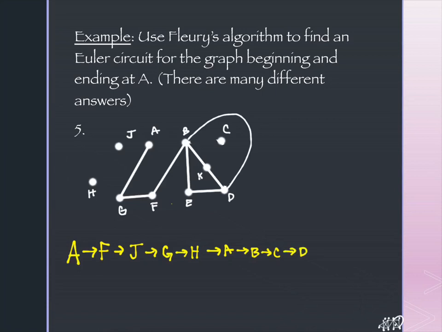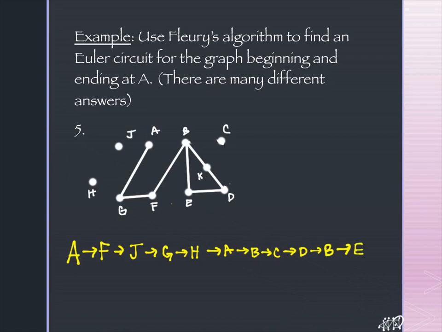I have choices from D. I can either go up and around to B, I can go back up to K, or I can go over to D, and none of them disconnect anything, so pick one. The loop, sure. So it's going to go back to B. There we go. All right, now again, I'm back at B, and I have choices, but the choice I can't make is to F because that disconnects things. So I can either go down to K or down to E.